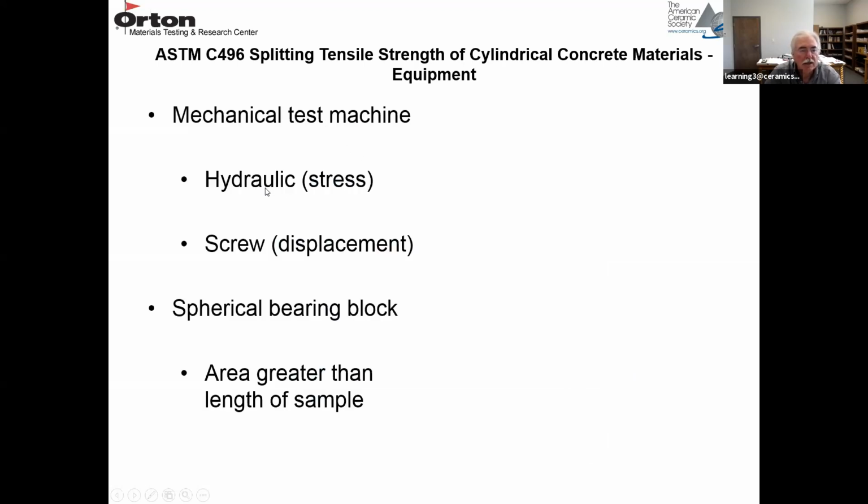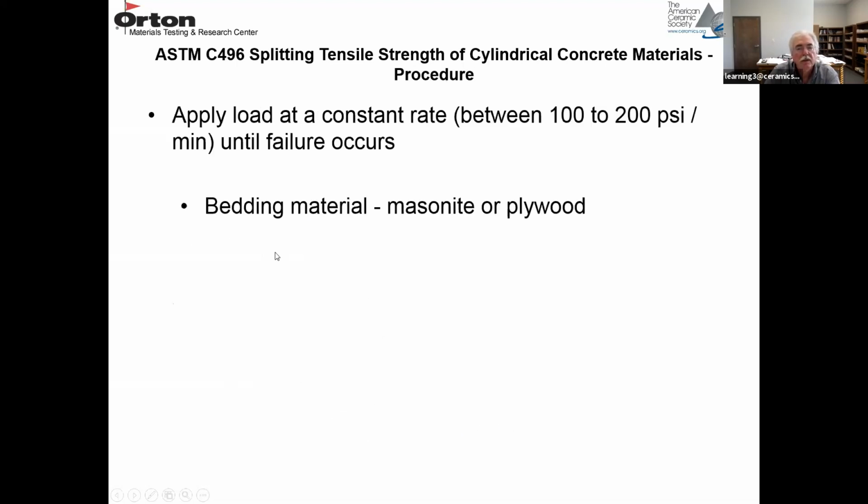The mechanical test machine, again, can either be hydraulic or screw driven. And you're going to have a spherical loading block, same as you run the compression test. And that has to be a bearing block greater than the size of the sample. You apply a load at a constant rate, usually between 100 and 200 psi per minute, until failure occurs. And you're going to have to use a bedding material. Masonite, I mentioned, a kind of a soft composite board, or even a plywood will work.